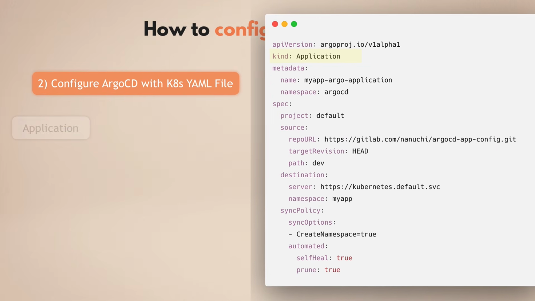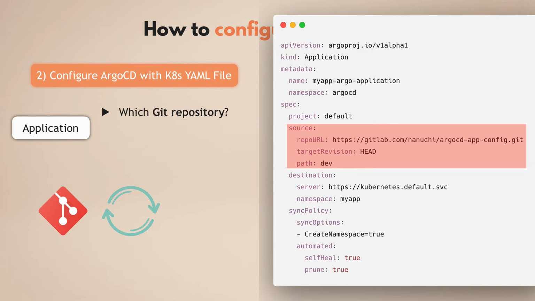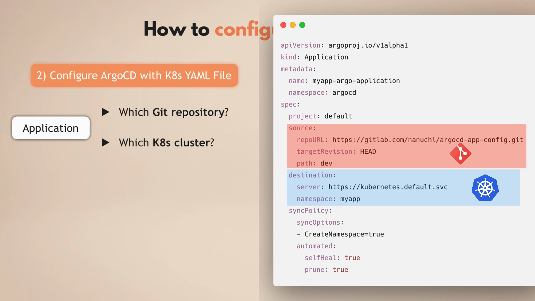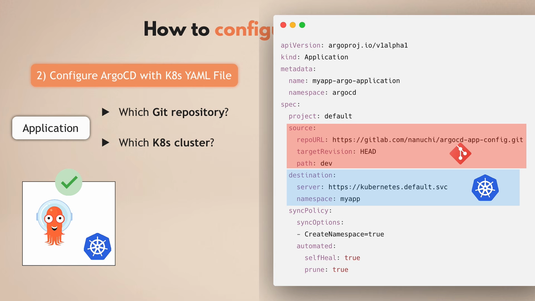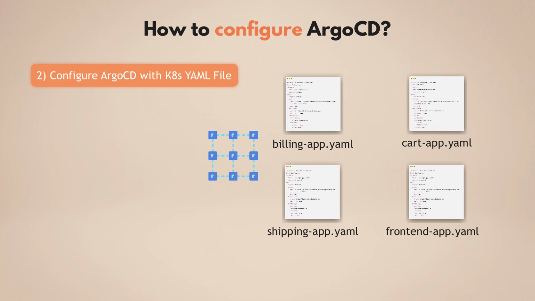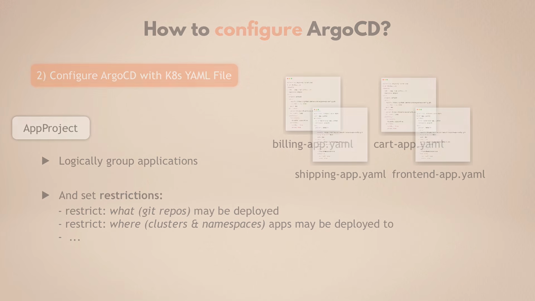The main part of the application configuration is that we define which Git repository should be synced with which Kubernetes cluster. This could be any Git repository and any Kubernetes cluster. The cluster could be the one where ArgoCD itself is running, but it could also be an external cluster that ArgoCD manages. You can configure multiple such applications for different microservices, for example, and if some applications belong together, you can group them in another CRD called AppProject.